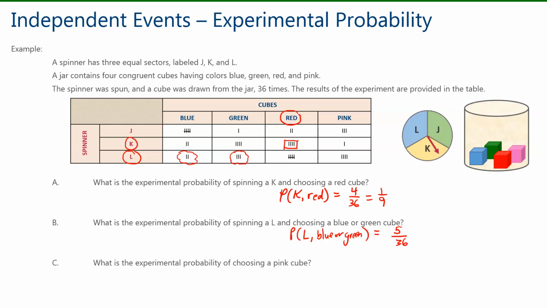And in C, the experimental probability of choosing pink. What I spin on the spinner this time does not matter. I'm only looking for my pink. And I add all of the values in that column, which gives me 8 out of 36. Pink was chosen 8 out of the 36 times. This will reduce because 4 will go into 8 and 36 nicely, giving me 2/9. Those are my experimental probabilities.